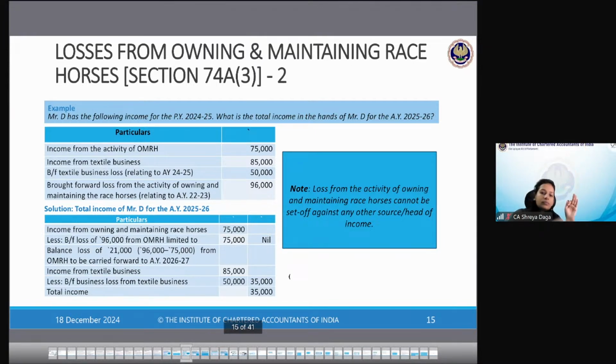So 23-24, 24-25, 25-26, yes, it is still allowed. You can use it. So against owning and maintaining racehorse income, you can use brought forward loss from OMRH only, but to the extent of income in this year. So to the extent of 75,000 you have used it. 21,000 still remains. Balance loss is to be carried forward to the next year because one more year is remaining. 4 years have not expired. And if you consider the textile business, then there is a profit, there is a loss, you set it off, and the balance is total income.